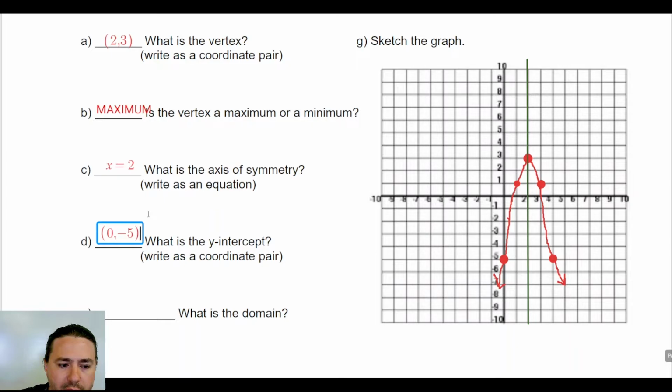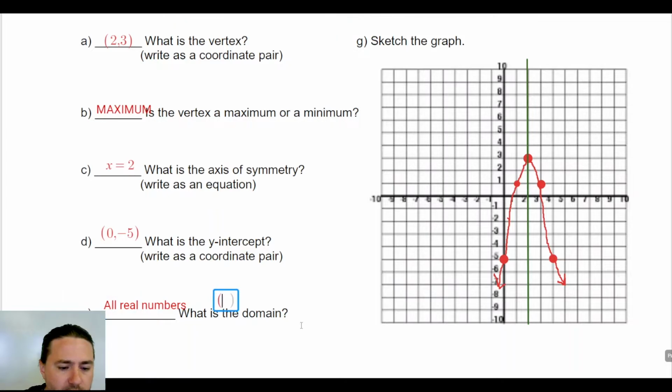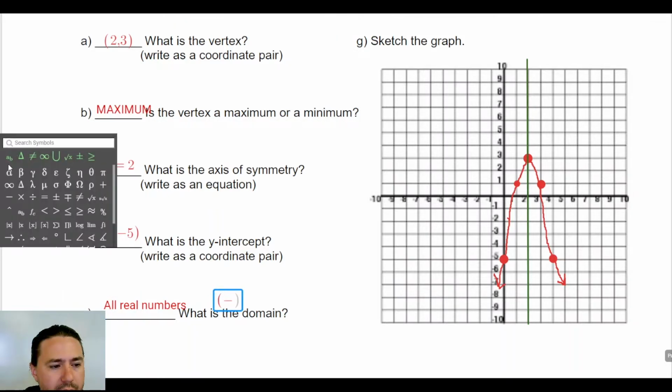The domain here is going to be all real numbers. There's two ways we can write that. We can just say all real numbers. Let me type that out. Or, at this point you're probably starting to get used to interval notation, so as an alternate way of writing this, you can say parentheses, -infinity, comma, infinity. And so that would be the domain.